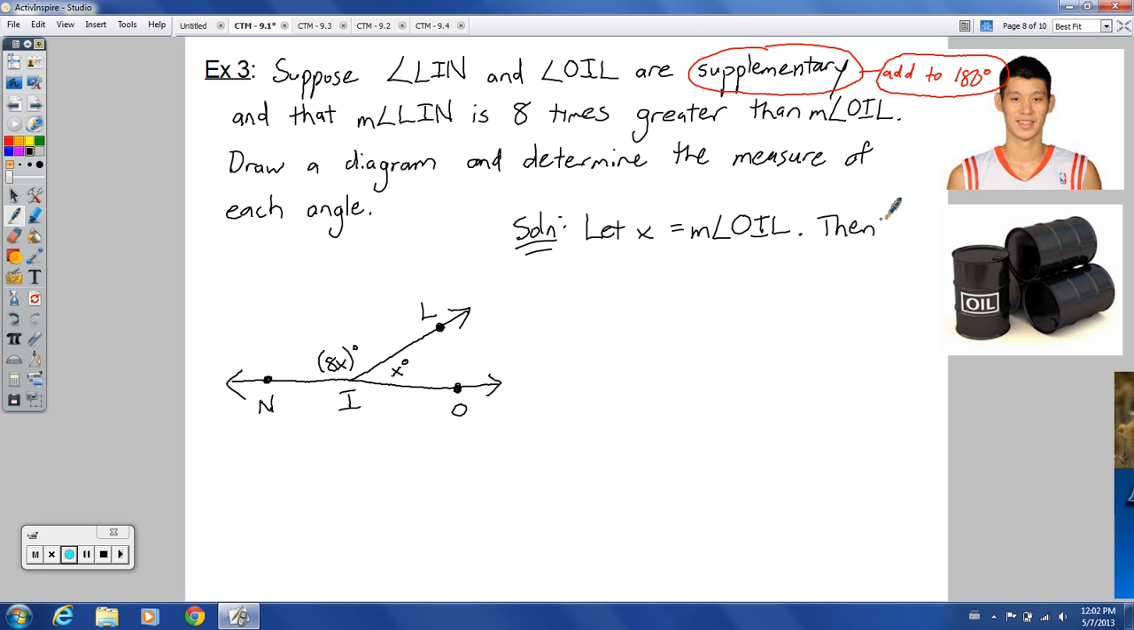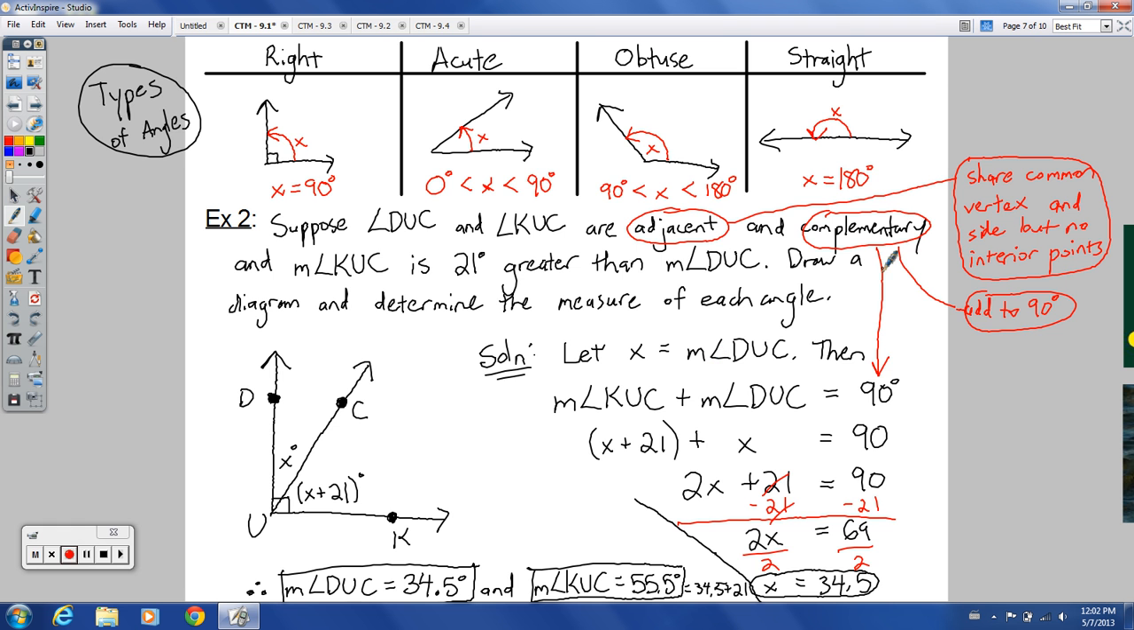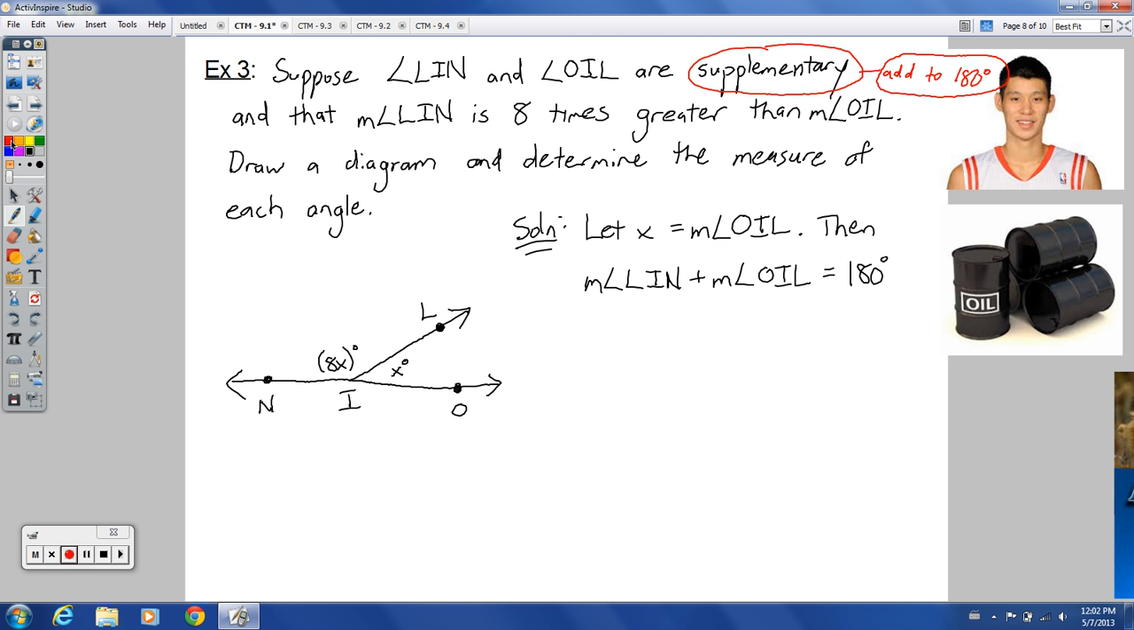If that's the case, then the measure of angle lin plus the measure of angle oil, before we had it equal to 90, now it's supplementary. Now it's going to equal 180 degrees. So back here, it's complementary, it's adding to 90. Here now it's supplementary, adding to 180.